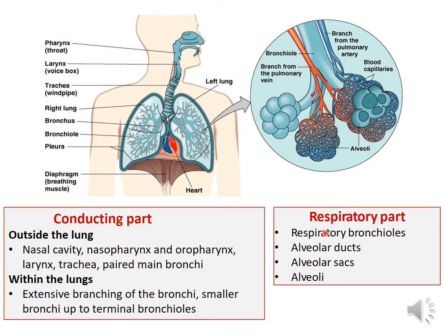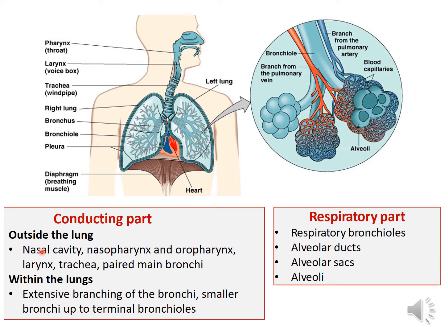Functionally, the respiratory tract is divided into conducting part and respiratory part. As the name suggests, the conducting part is involved in the conduction of air towards the respiratory part. It includes from the level of nasal cavity up to the terminal bronchioles. So here you can see the portion outside the lung, which is called extrapulmonary part, and the portion within the lung, which is called intrapulmonary part.